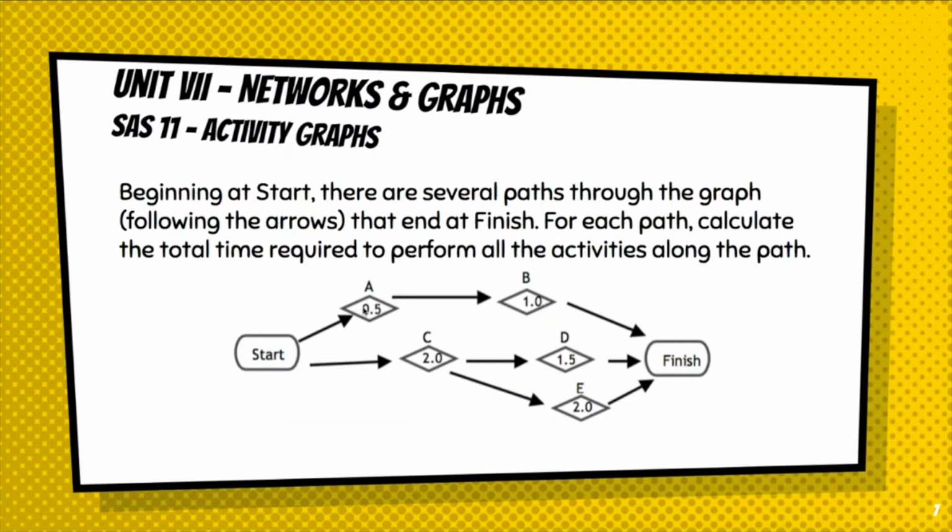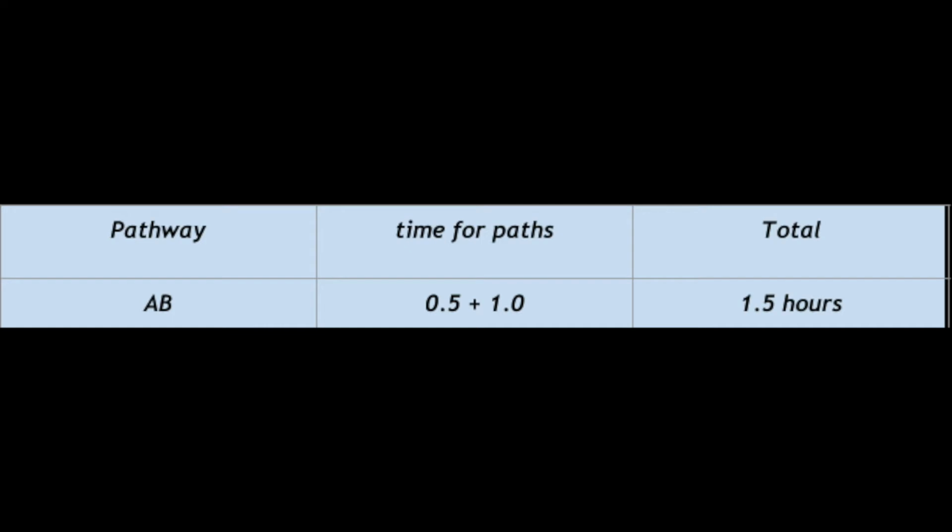Activity A was to pick your download list, plan the music you're going to have for the senior party. So that takes a half hour, and then downloading the music takes an hour. So that whole path takes an hour and a half, start to finish.